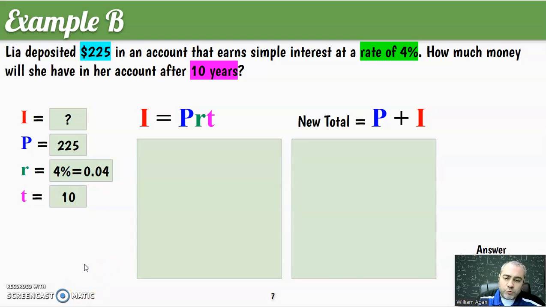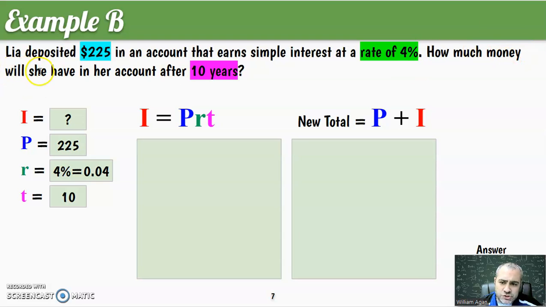Okay, so remember what I just said at the end of the last video. This is a lot like sales tax. Sometimes they only want to know how much the person paid in tax, and sometimes they want to know what the whole total is, including tax. Well, on this, sometimes they only want to know how much the person is getting in interest. Sometimes they want to know what the new total in the account is. So let's look at what they're asking.